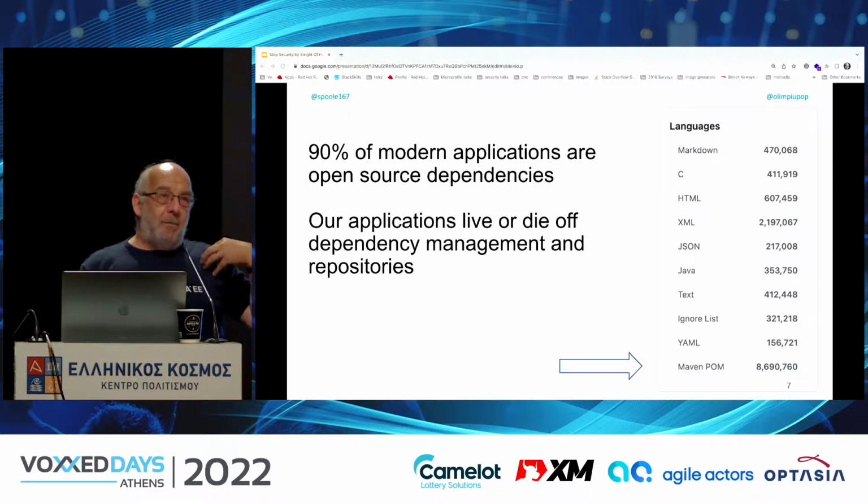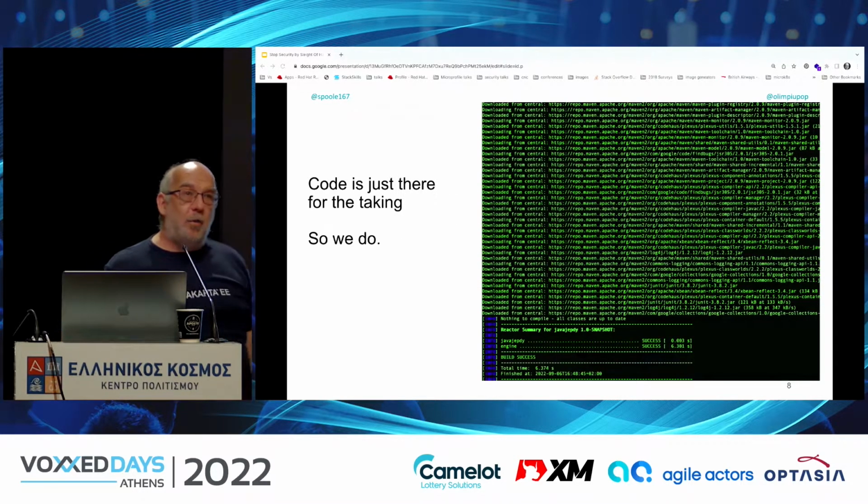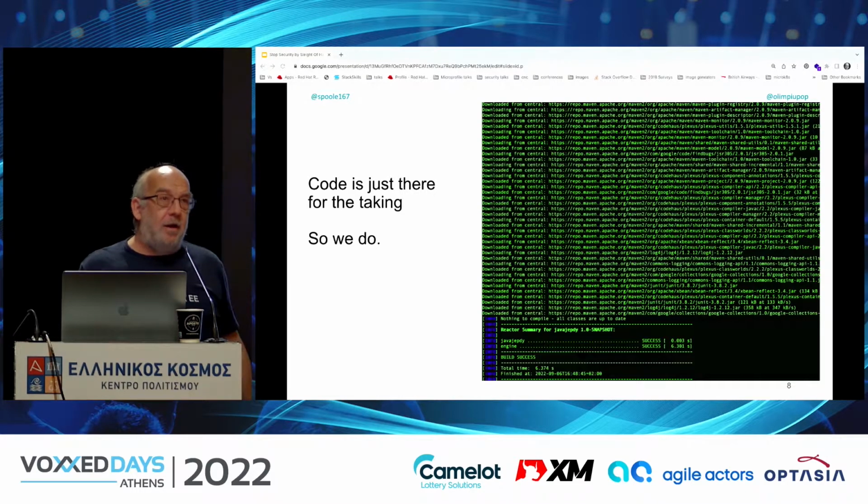So our applications live or die off dependency management and repositories, right? And you may not even have thought about it. You just go through this process of specifying something in Google, finding some coordinates, putting it in, you're done, right? You might have some commercial software that might have a say in the matter, but that's basically what it is. And then you just build it, and you do Maven compile or whatever it is, and a whole bunch of stuff downloads, and you're done.